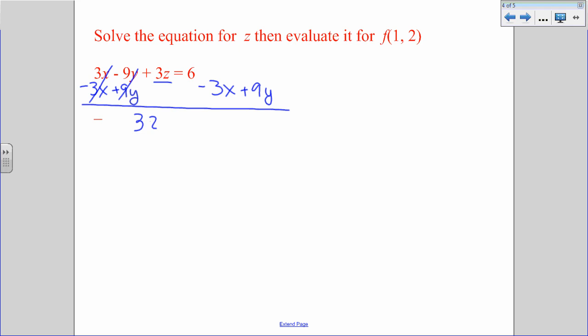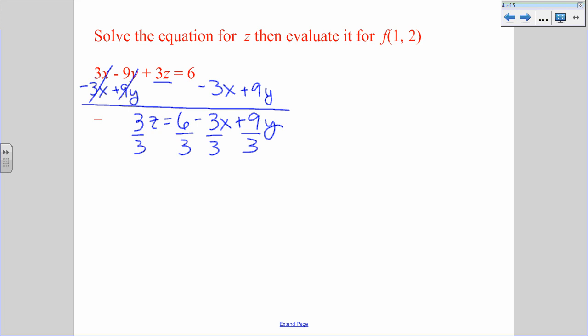So you're going to have 3z is equal to, I don't care what order you write it in, guys. You can write it in standard form, so you have x, y, and then the constant. Or you can write it as just 6 minus 3x plus 9y. Just like when we were solving for y. It didn't matter whether the x came first or not. Now, how am I going to finish getting that z by itself? Divide by 3. Divide by 3 on every single term.